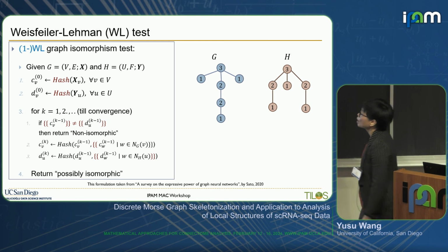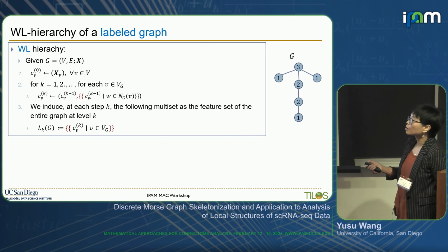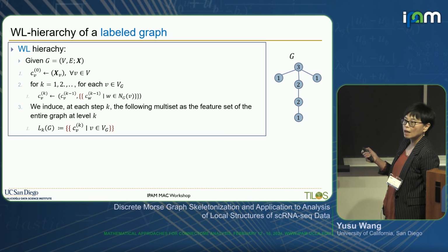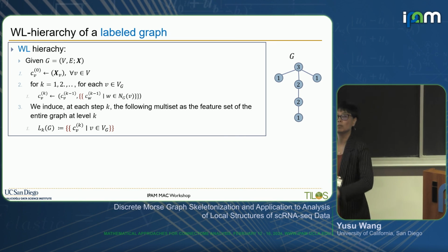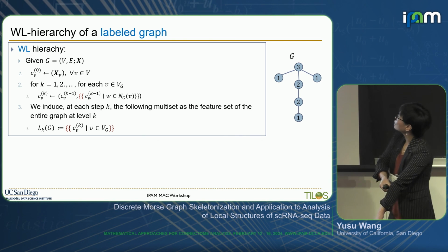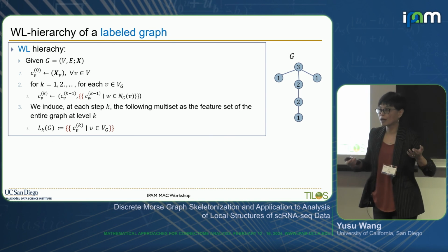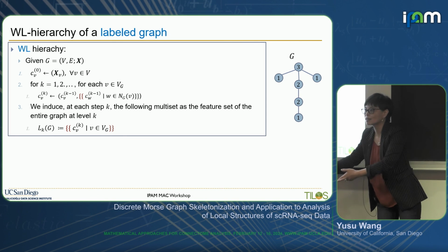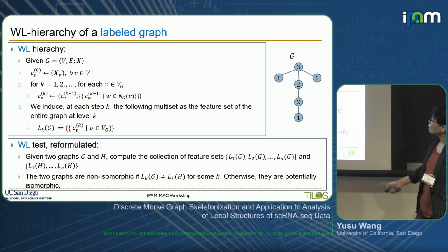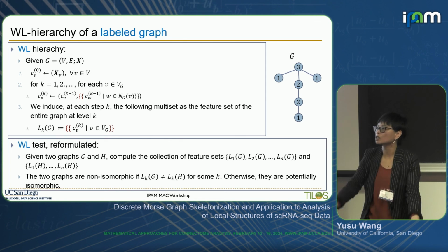Very simple algorithm. You can also think that what I'm really doing is, for every graph, building a hierarchy where at every step I keep updating each node's feature representation. The feature representation keeps getting more and more complicated. As I aggregate the features of my neighbors, my feature representation becomes a multi-set. Later, as I aggregate more, it becomes multi-sets of multi-sets. And then when I compare two graphs, I just compare these two collections of feature sets across all scales.